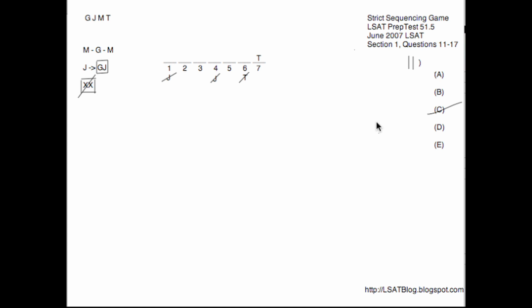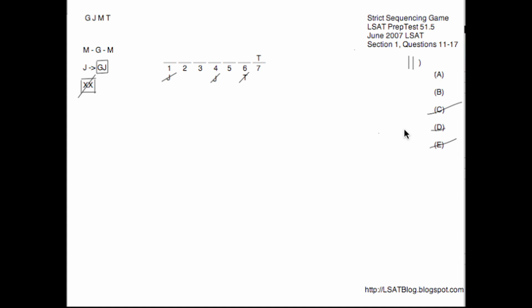Next, we could take the rule that T has to go on 7. Any choice where T is not on 7 could automatically be eliminated, so we can get rid of E, since E has M on 7. Next, we can use the rule that J can never be on 4. Checking for violations of that, we see that choice D violates this, having J on 4. So now we're down to only A and B.